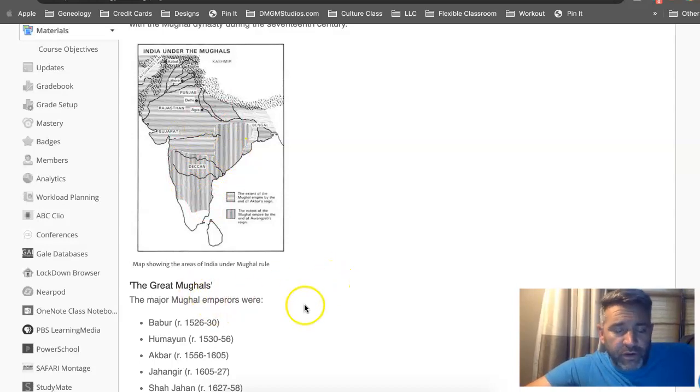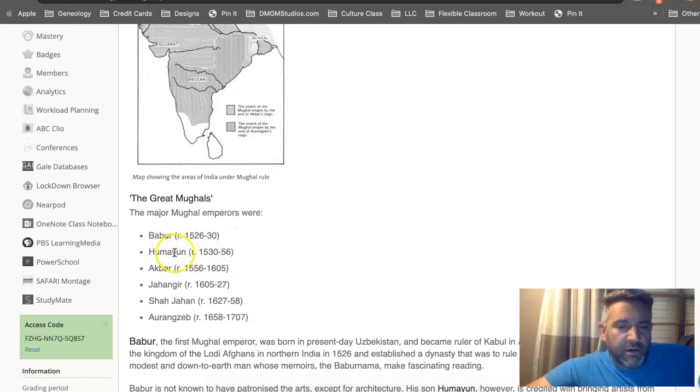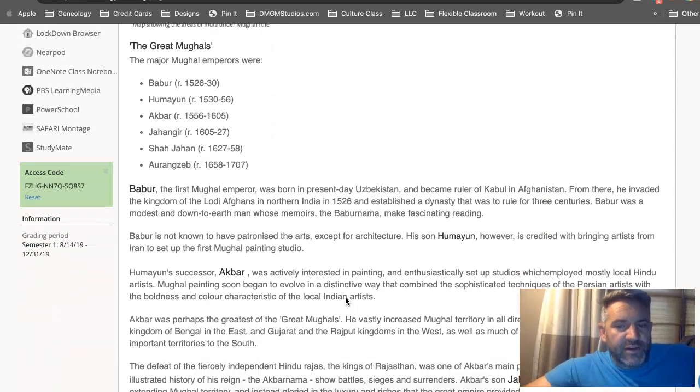Here's the Indian peninsula. The great Mughals at this time are listed right here: Babur, Humayun, Akbar, Jahangir, Shah Jahan, and Aurangzeb. You're not going to need to know all of them, but a few of them I wanted to talk about. The first one is Babur. He's the first Mughal emperor, kind of like the founding father of the Mughal Empire. And after him comes his son Humayun, who rules for about 20 years.